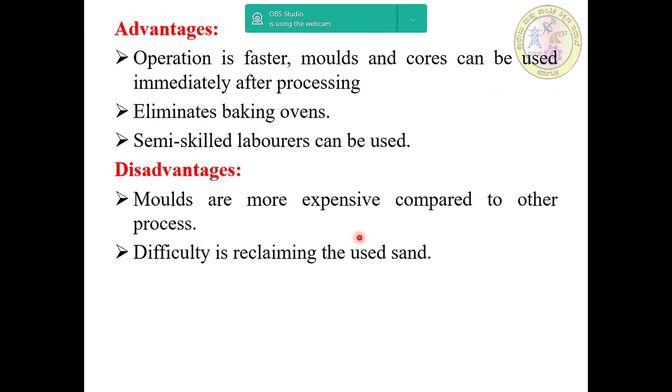And then these are the advantages of carbon dioxide molding. Here operation is faster, and molds and cores can be used immediately after processing, and it eliminates baking ovens, and semi-skilled laborers can also be used in this process. The only drawbacks or disadvantages of this molding process are that molds are more expensive compared to other processes, and there is difficulty in reclaiming the used sand. That is also one main drawback.